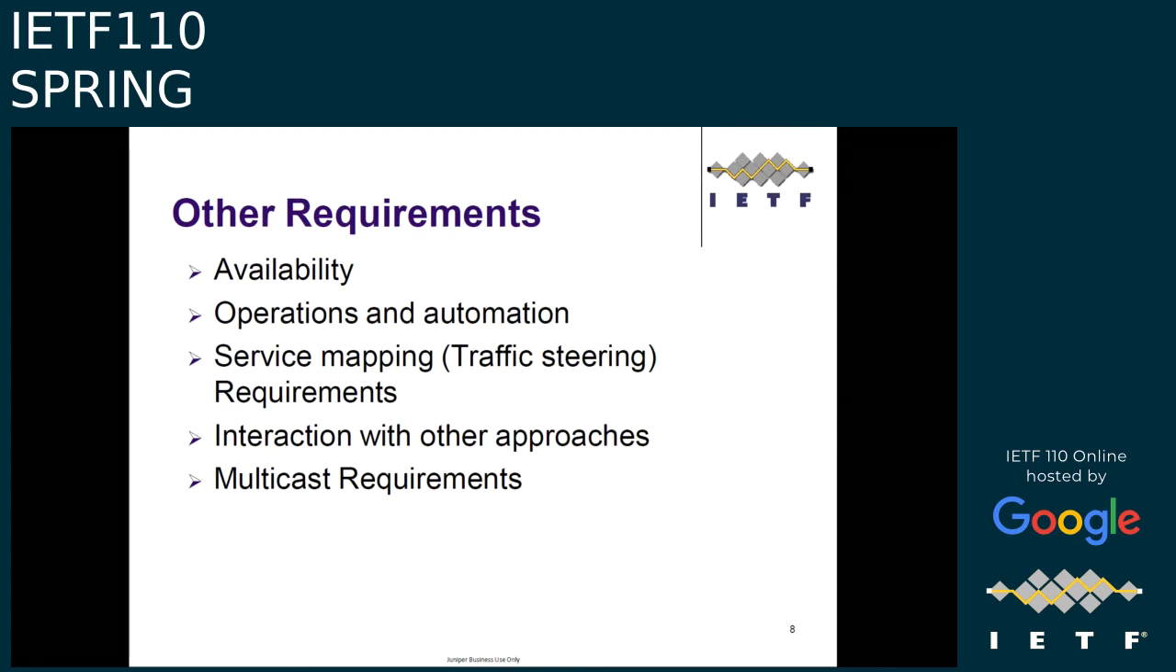And we also covered various ways of traffic steering mechanisms and interaction with other approaches like existing centralized approaches. We also cover multicast tunneling requirements. Like if the network is built this way and is operated this way, what are the requirements for getting an end-to-end multicast solution? Next slide, please.